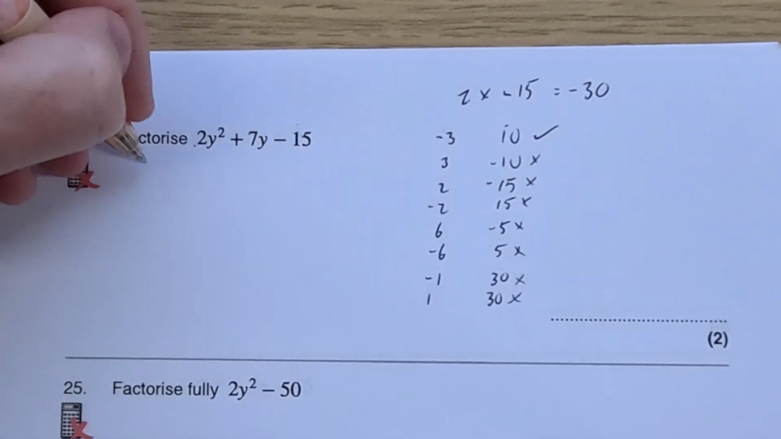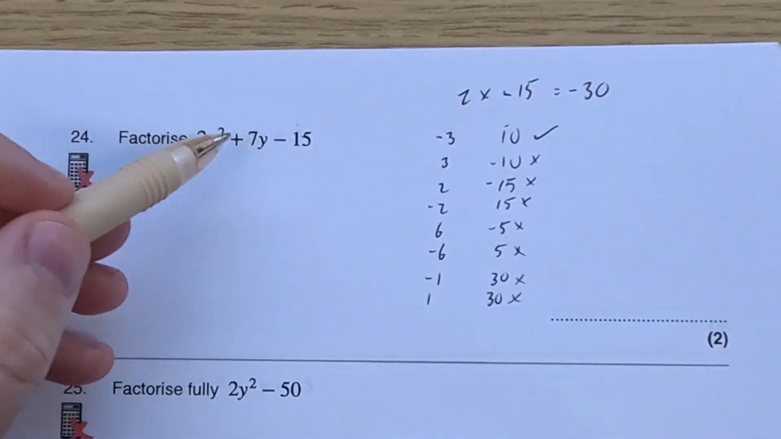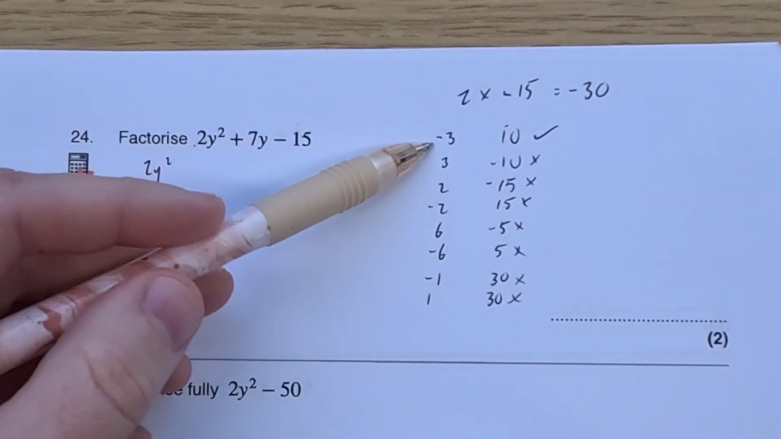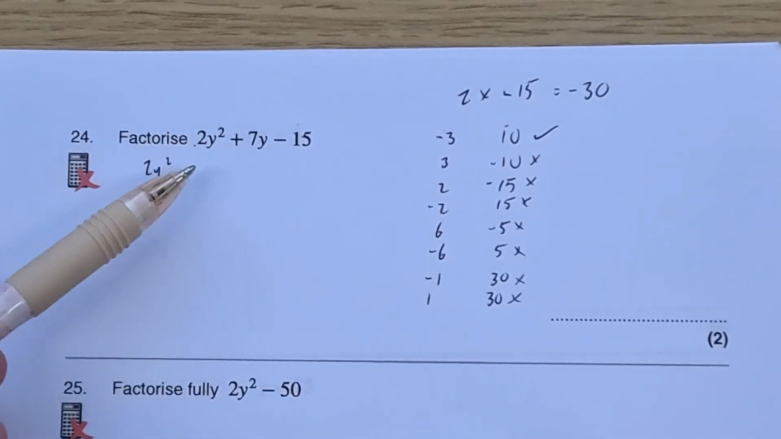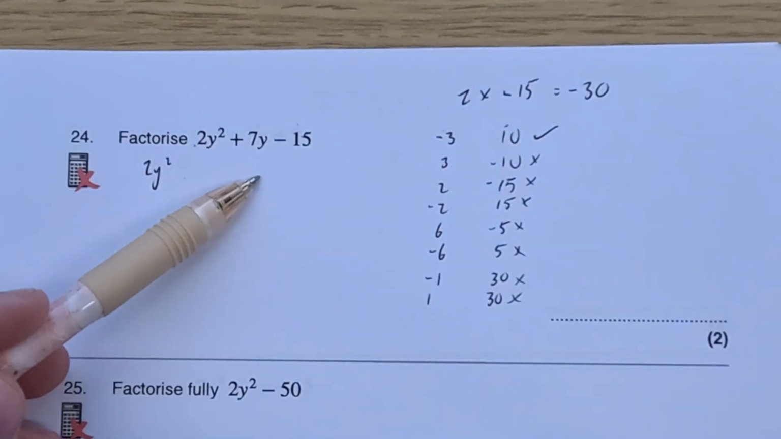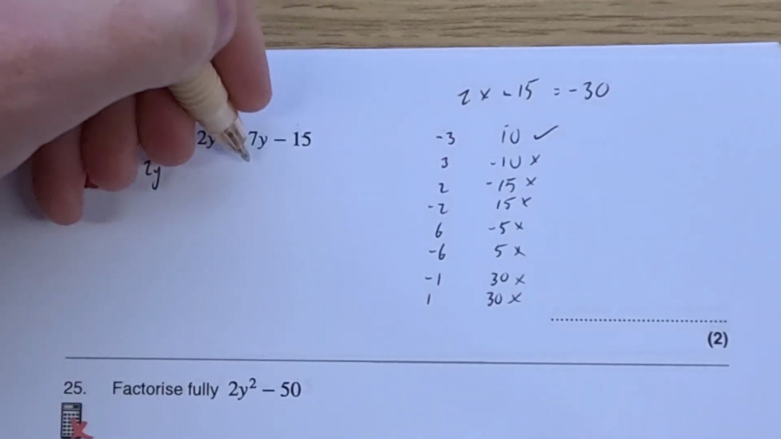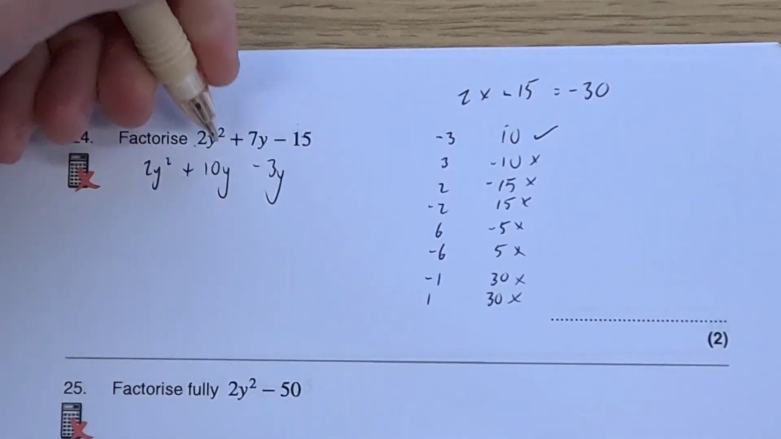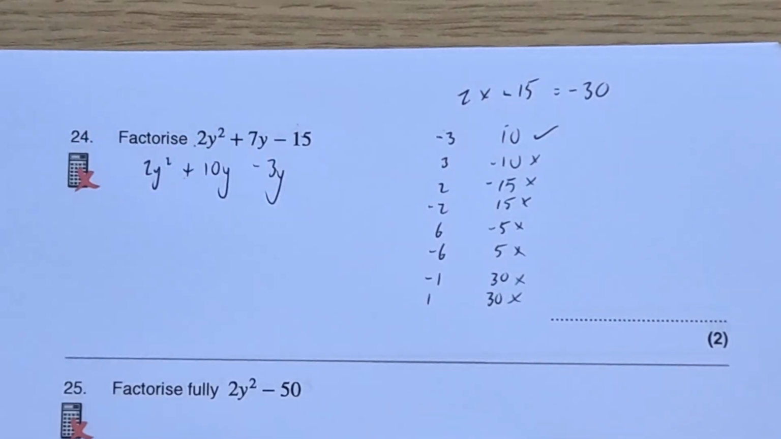So let's write our 2y squared. And then we had 7y, but instead of 7y, we're going to use a minus 3y and a 10y. So we could write a minus 3y here and a 10y here. So we could write minus 3y plus 10y, or we could write plus 10y minus 3y, because it's still 7y, but we're just writing it a different way.